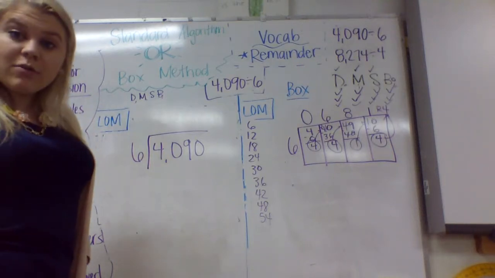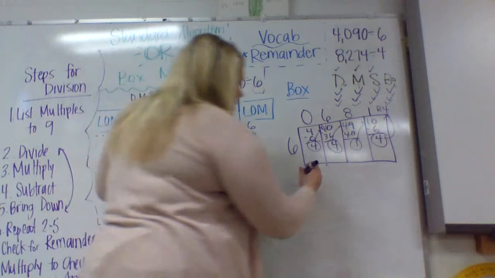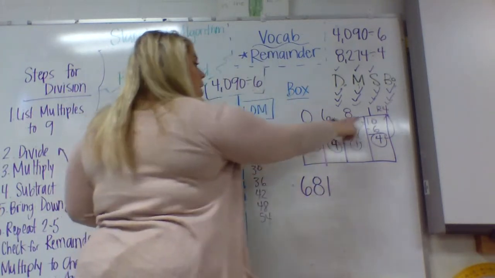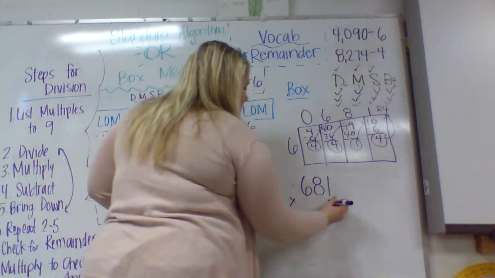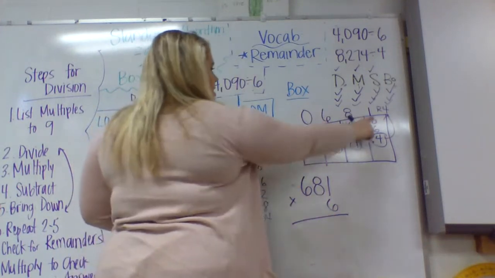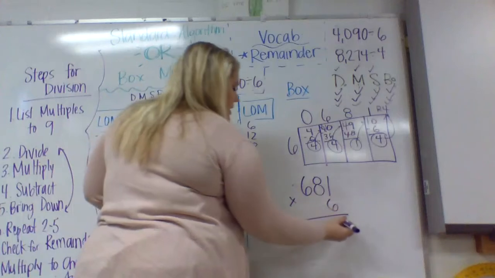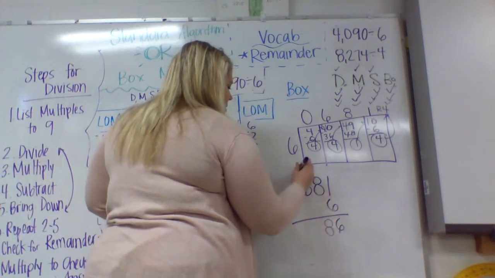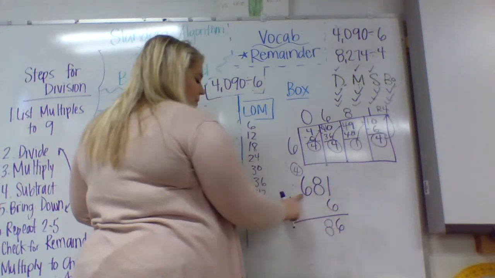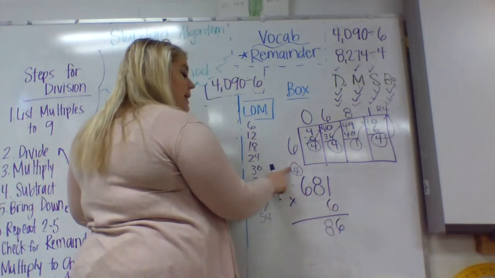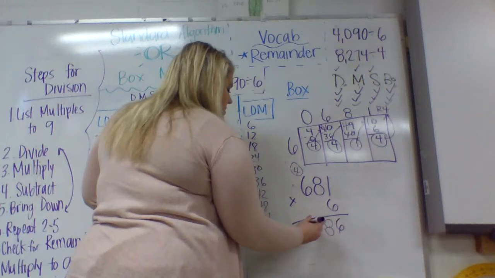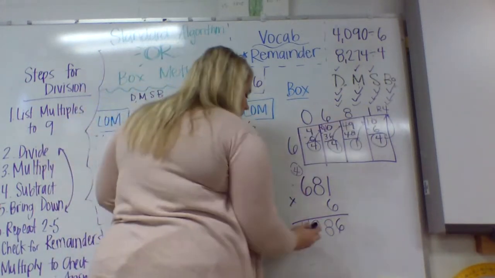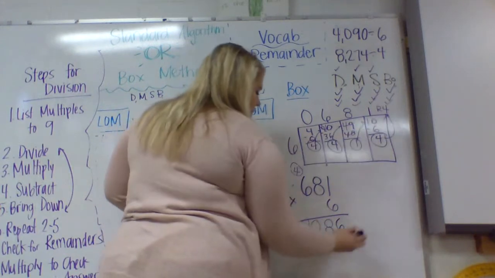I'm going to check myself with multiplication. Remember, if you have a remainder, the way you check yourself is you multiply the whole part of your quotient by the divisor. So 681 times 6. 6 times 1 is 6. 6 times 8 is 48. 6 times 6 is 36, plus 4 is 40. So I got 4,086 plus my remainder is 4.